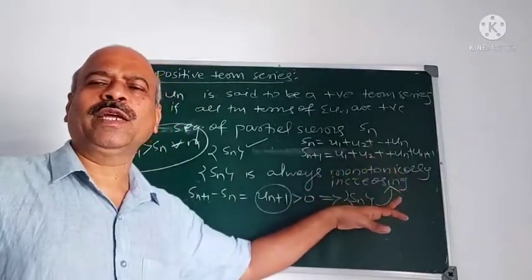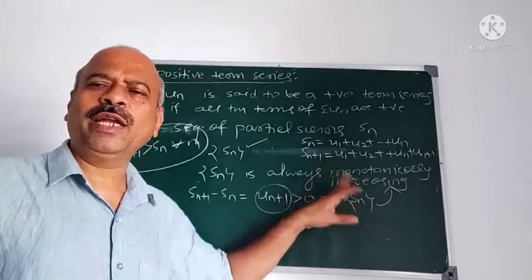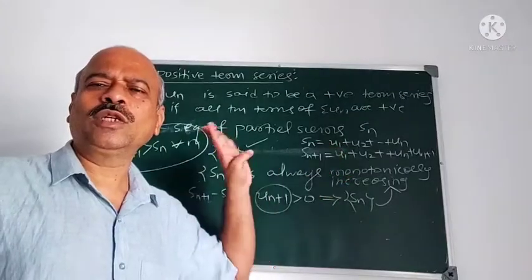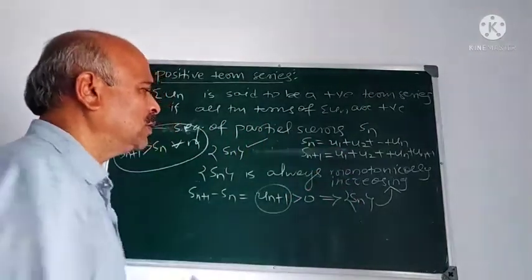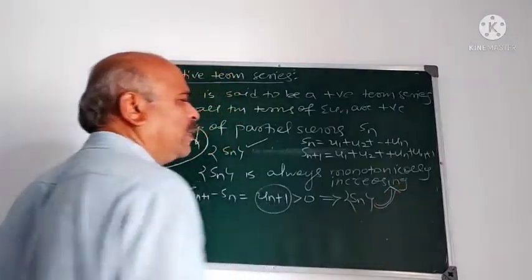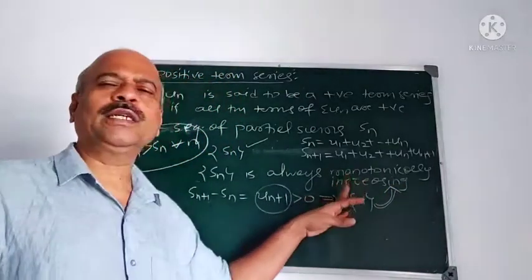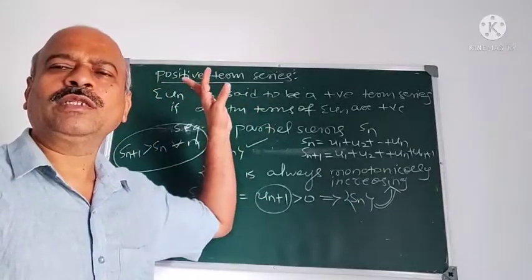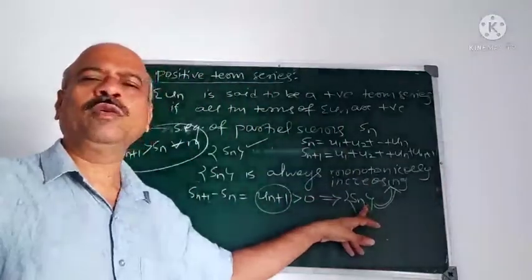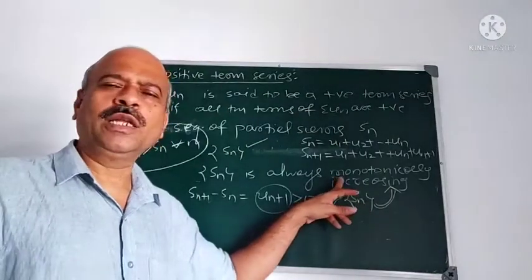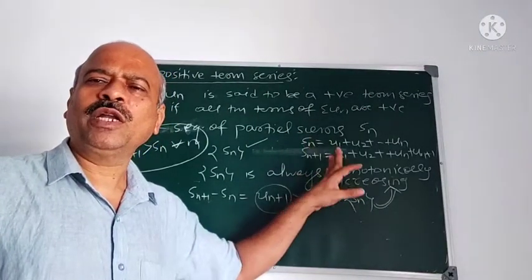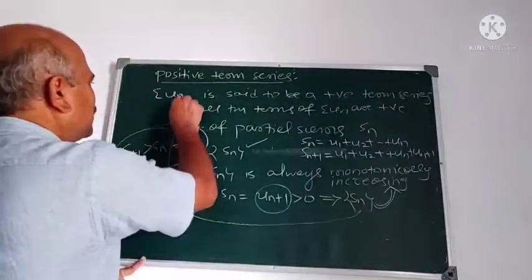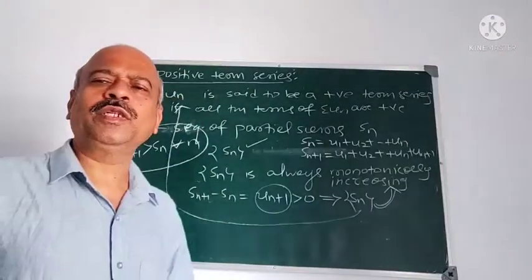A monotonically increasing sequence converges if it is bounded above. Suppose it is not bounded above, then it diverges. Only two cases are there. Suppose this sequence is bounded above, then what happens? It is monotonically increasing, therefore it converges. Hence, this sigma un converges. Suppose it is not bounded above, then what happens? A monotonically increasing sequence, if it is not bounded above, diverges to plus infinity. Correspondingly, this sigma un diverges to infinity.